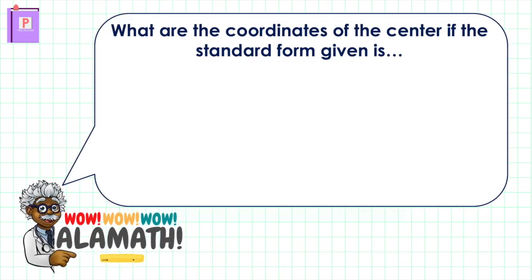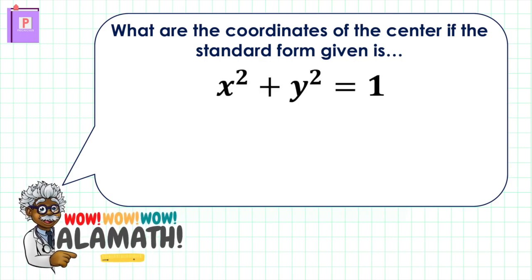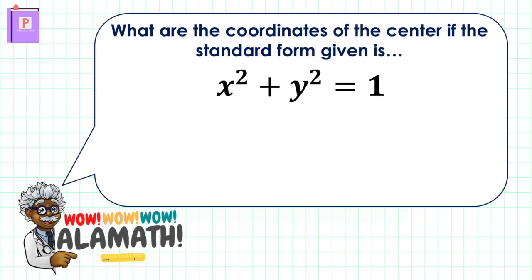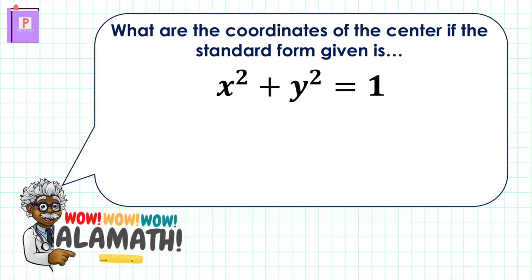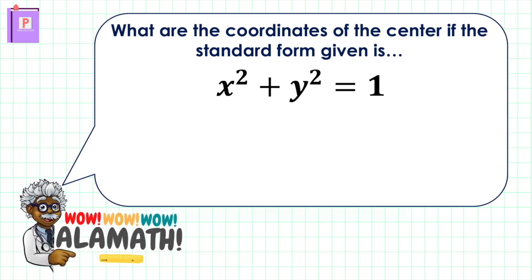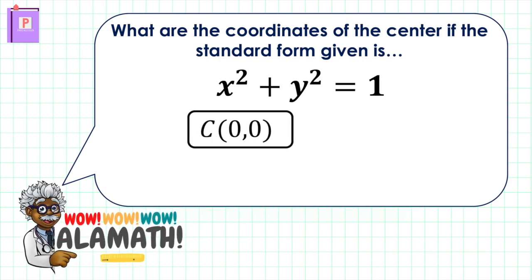Now, what are the coordinates of the center if the standard form given is x squared plus y squared is equal to 1? What do you think can be the center of the circle in this equation? I'll give you a second to think about this. Now, if your answer is 0, 0, then you are correct. And of course, the radius is 1.